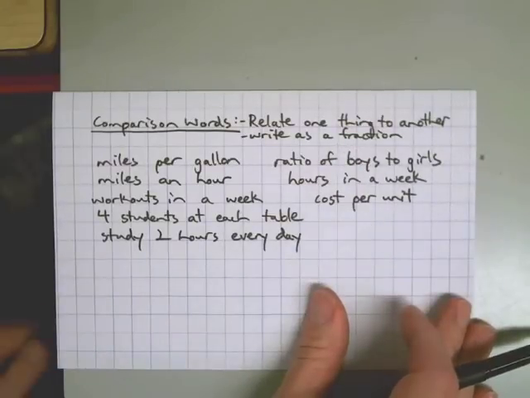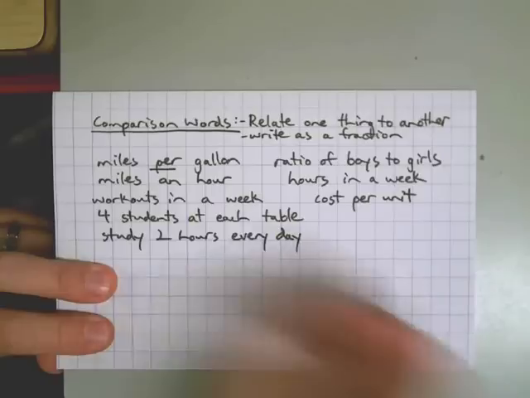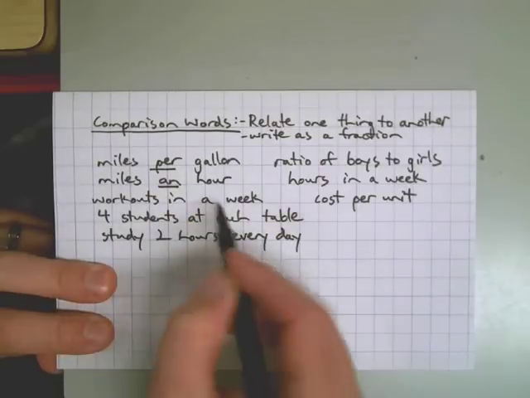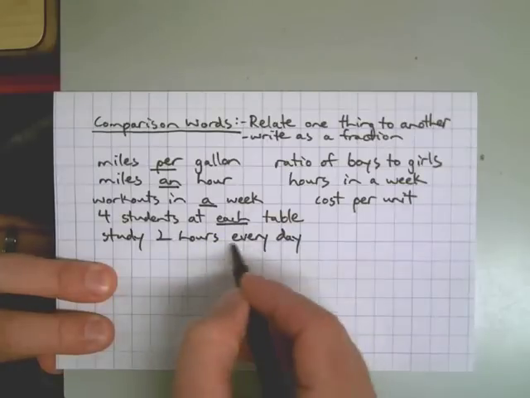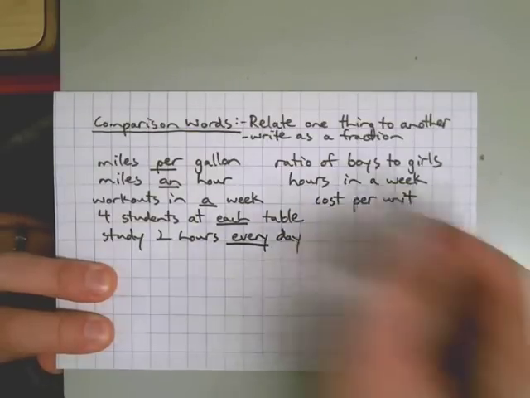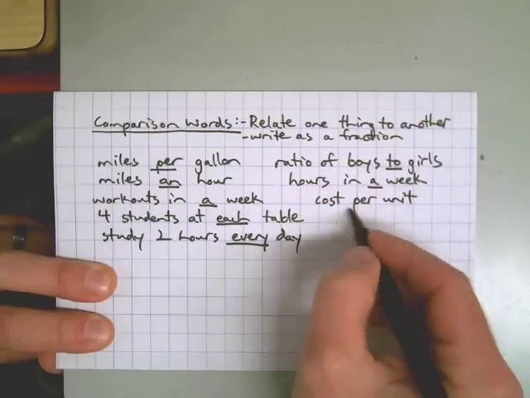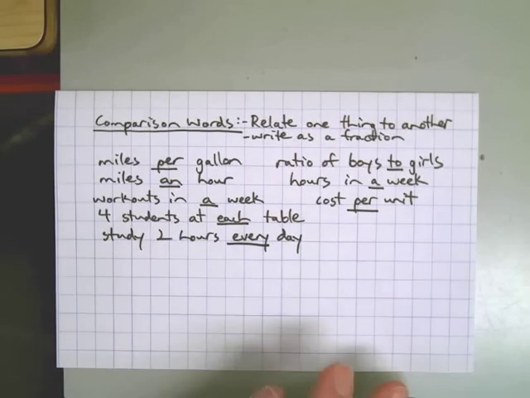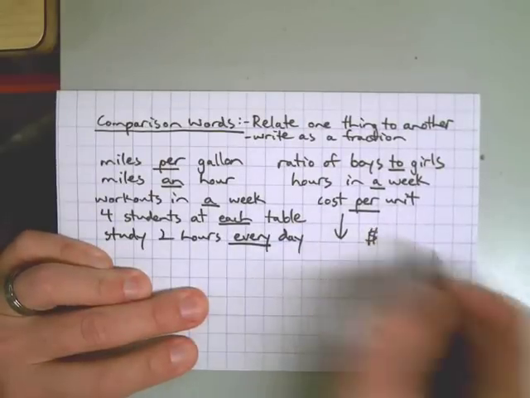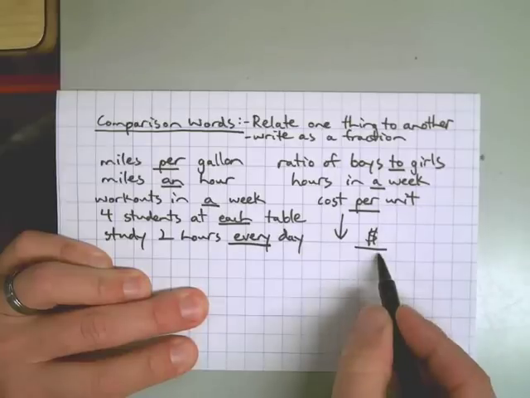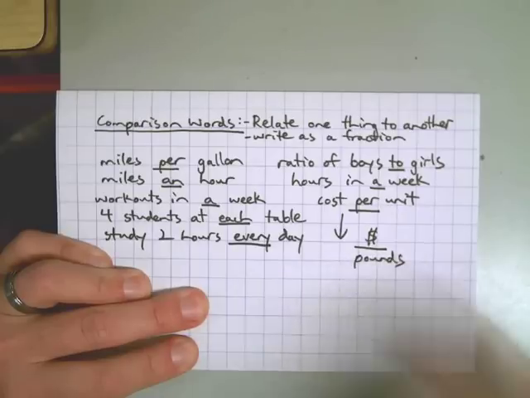Here are a few examples that you could find in a story problem. And I will underline the comparison words, like miles per gallon, miles an hour, workouts in a week. 4 students at each table, study for 2 hours every day. These are all comparison words. A ratio of boys to girls, the word to is a comparison word. Hours in a week, cost per unit. All of these little words tell you, to take our cost per unit example, you're going to put the price of something on top. The word per means draw that fraction bar, and the unit, for example, pounds, cost per pound, goes at the bottom there.